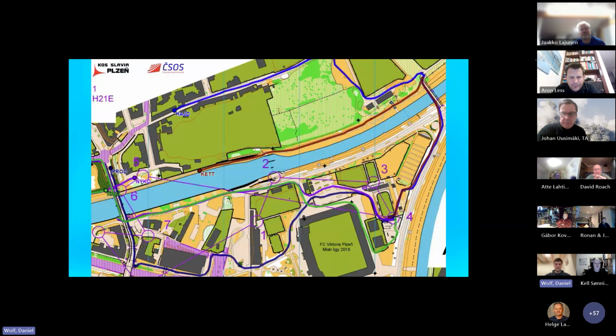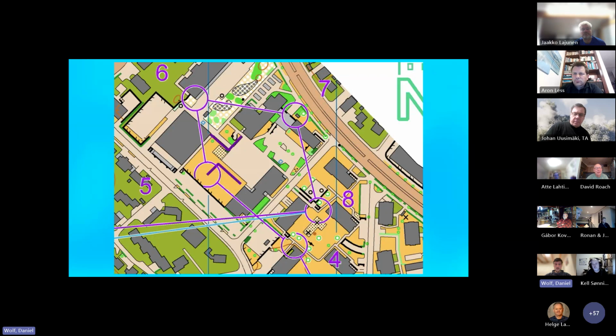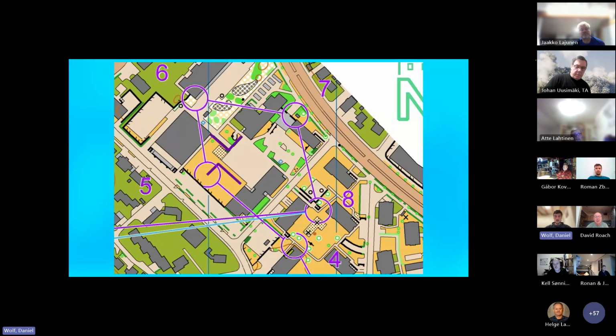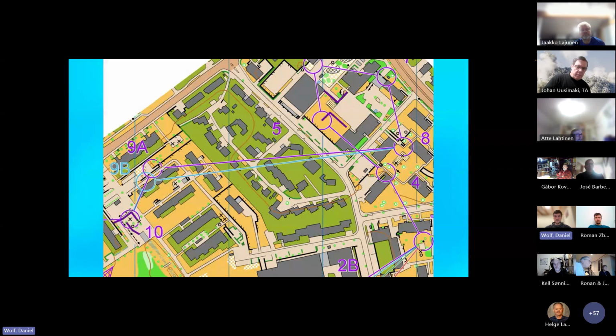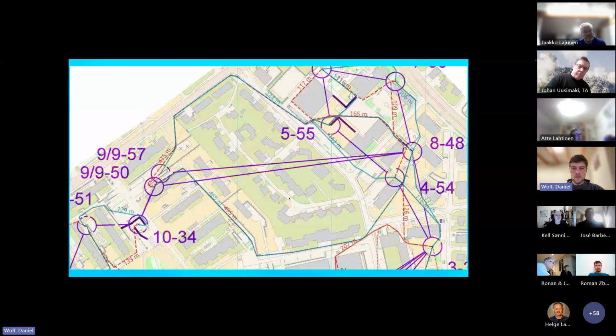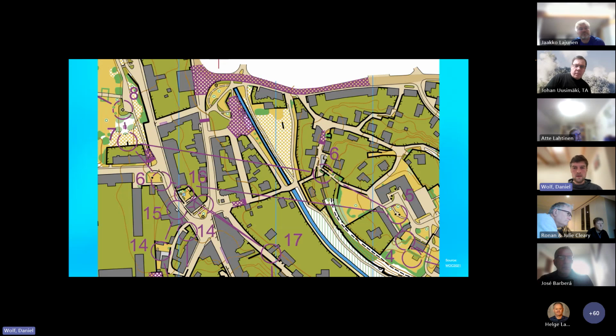Okay, we have something about the sprint relay as well, where the main thing is that for the sprint relay you can implement much easier route choices, around like number 1 or 2, and it can still be interesting because there are other aspects like the mass start and the big pressure of the group. But I will not let you evaluate this anymore because we ran out of time. So I will just show you, and I will wrap up the presentation.